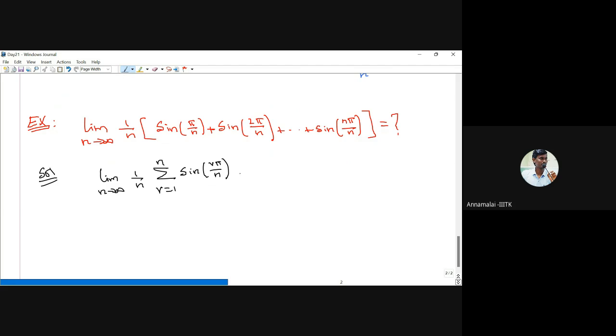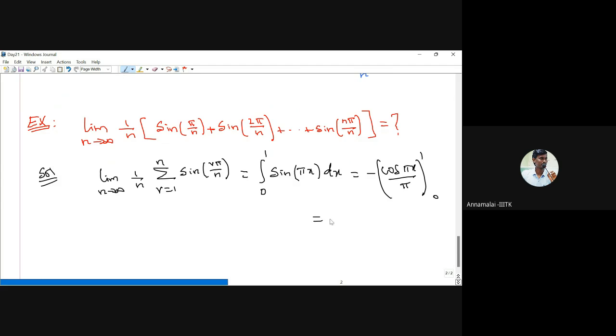Now this is nothing but the integral from 0 to 1 of sine of pi x dx, where we put x for r by n. Now we know the integration of sine: what is the integration of sine? Minus cos. Therefore, minus cos pi x by pi, with lower limit and upper limit.